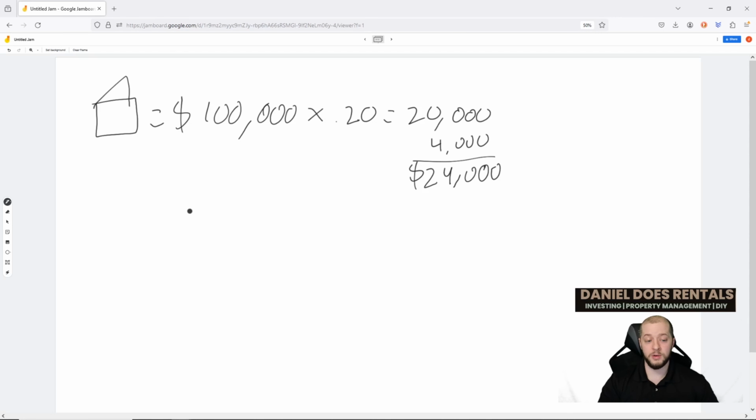Now to figure out cash on cash return, we're going to take our cash flow, which is $4,800. We're going to divide that by our initial investment, which is $24,000. That is going to give us a 20% cash on cash return for this deal.